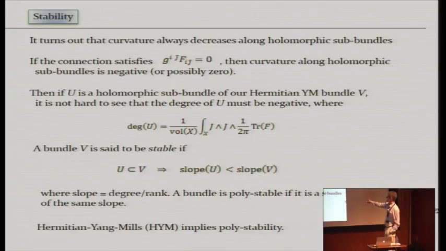So a bundle is stable if U inside V implies that the slope of U is smaller than that of V. And furthermore, we say that a bundle is polystable if it is the sum of stable bundles with the same slope. Okay? So I briefly argued that, with the additional assumption of simple gauge group and so on, if you have a holomorphic bundle, and it has a connection which satisfies the Hermitian-Yang-Mills equations, then it must be polystable. So Hermitian-Yang-Mills implies polystability.